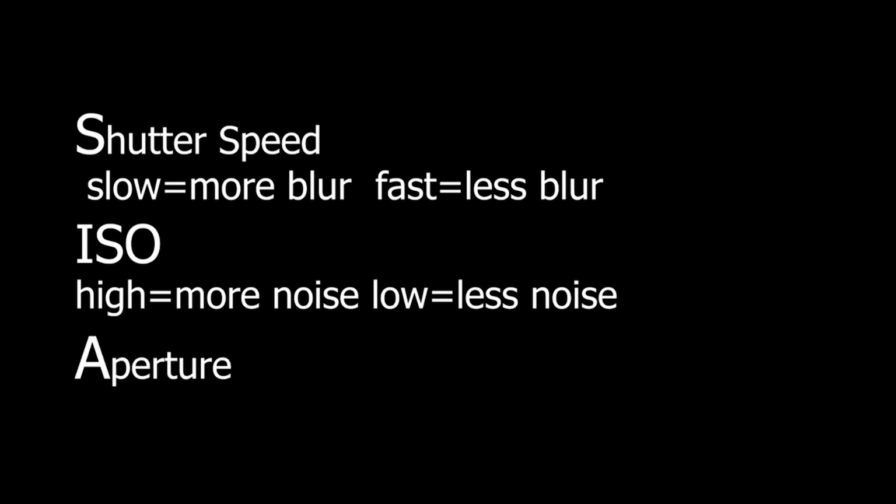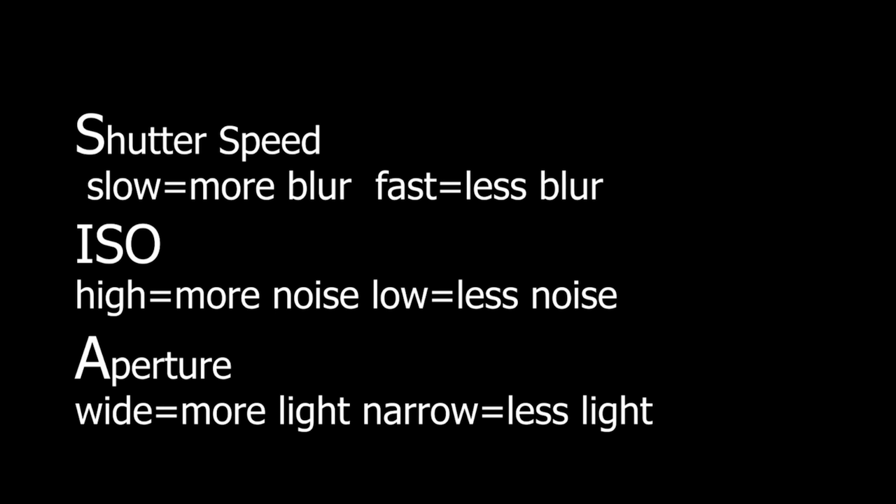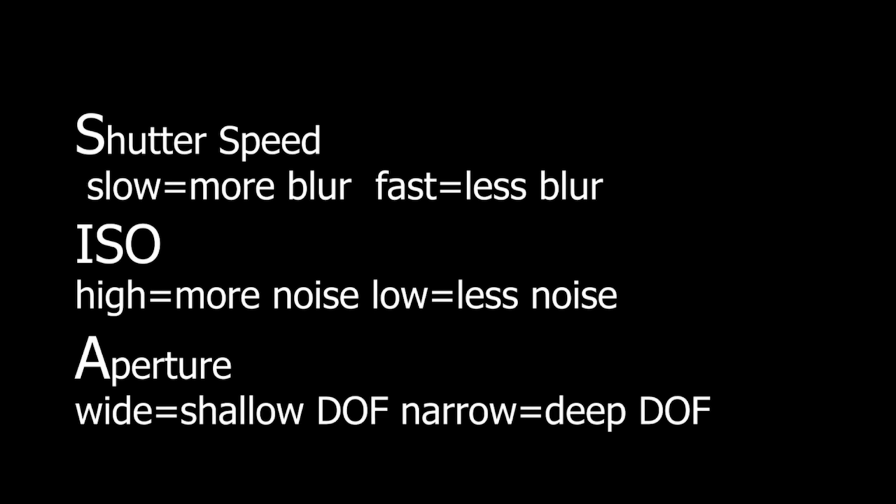The aperture is the mechanical iris on the lens of your camera. The wider the aperture, or the more open it is, the more light gets to the sensor of your camera. The narrower the aperture, or the more closed it is, the less light gets to the sensor. The wider aperture also creates a shallower depth of field. The narrower aperture creates a deeper depth of field.